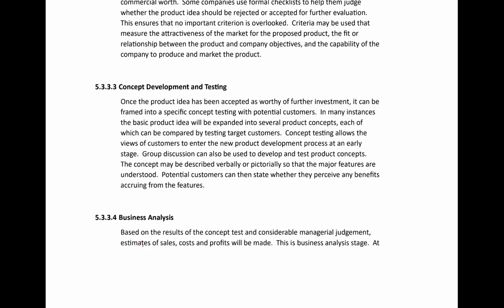There is the idea of business analysis as one of the stages as well. Now, based on the results of the concept test and considerable managerial judgment, estimates of sales, costs, and profits will be made here.